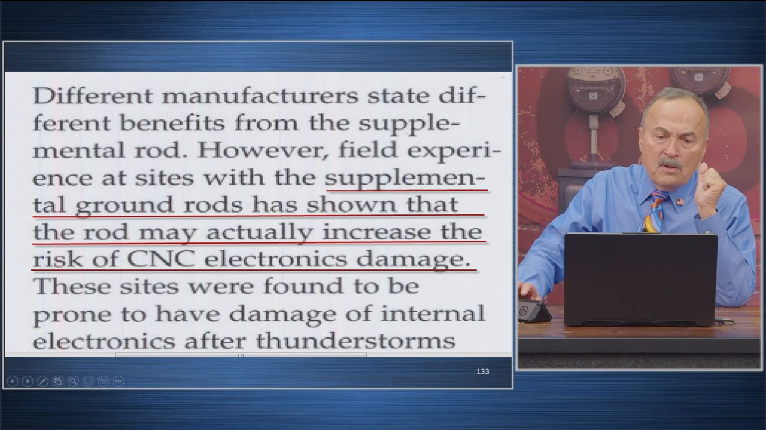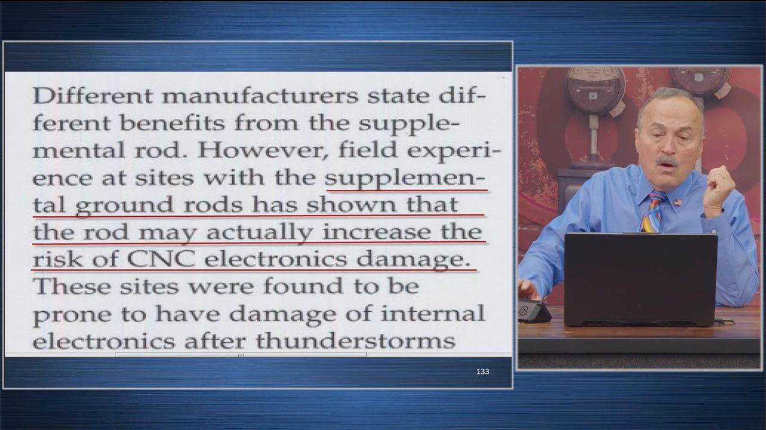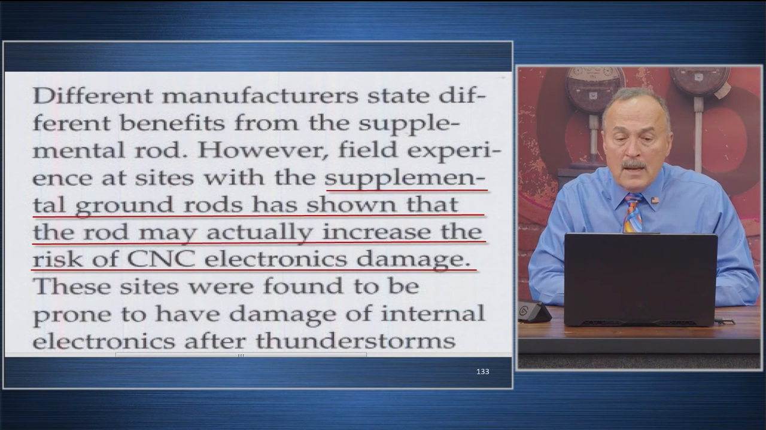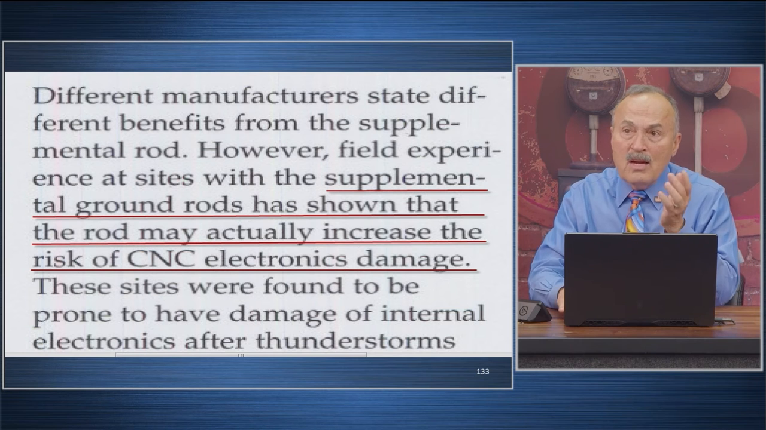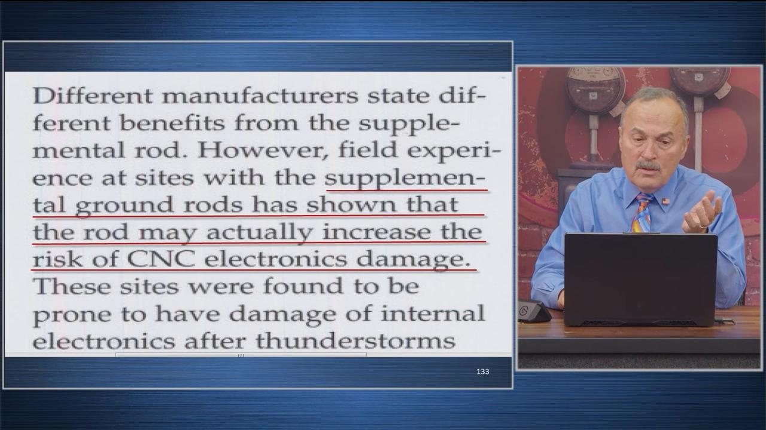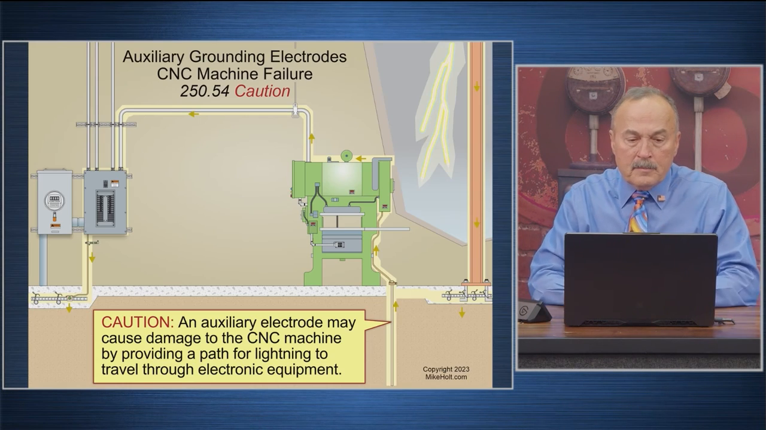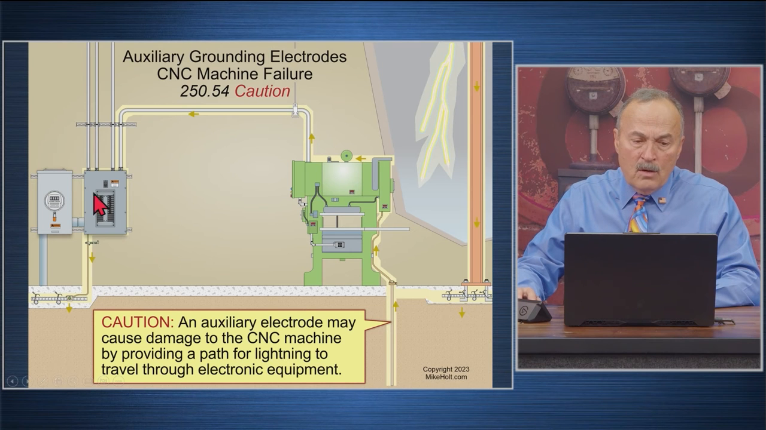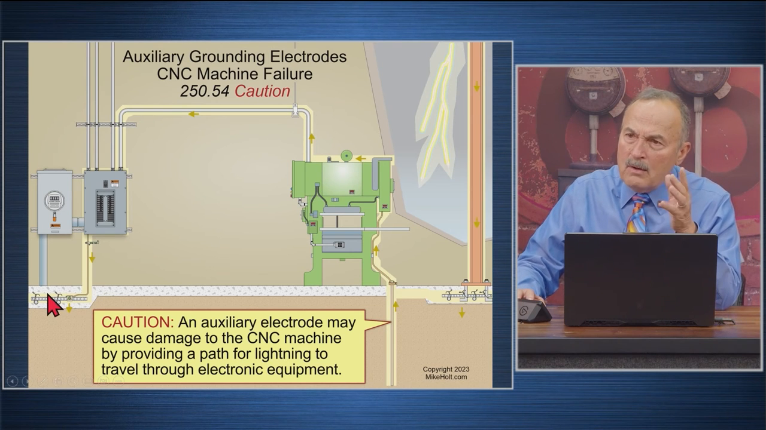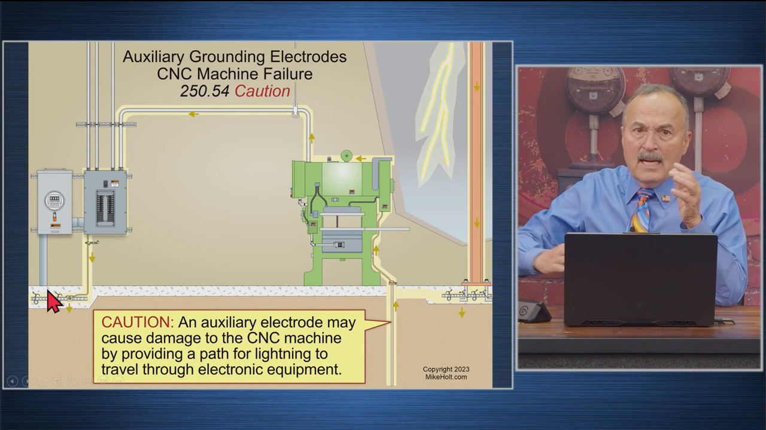However, field experience at sites with supplemental ground rods has shown that the rods may actually increase the risk of CNC electronics damage. So you're thinking you're driving a ground rod and doing a good thing, at least they do. And then it went on, and so here they want this electrode, but if you have a lightning strike, then you have a charge voltage gradient. It can go up and over and down and then go out the other end. I think we mentioned it a little bit in that one video that if lightning strikes the earth, it kind of goes up and down.